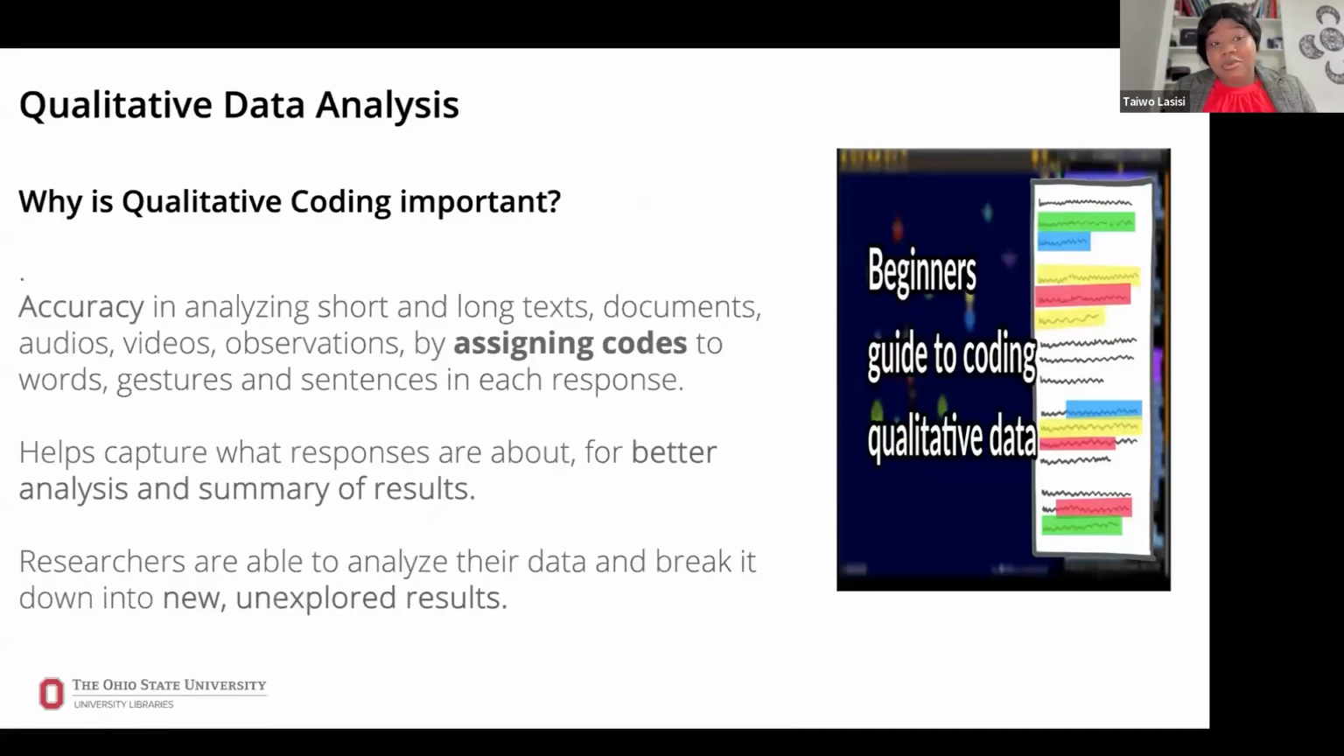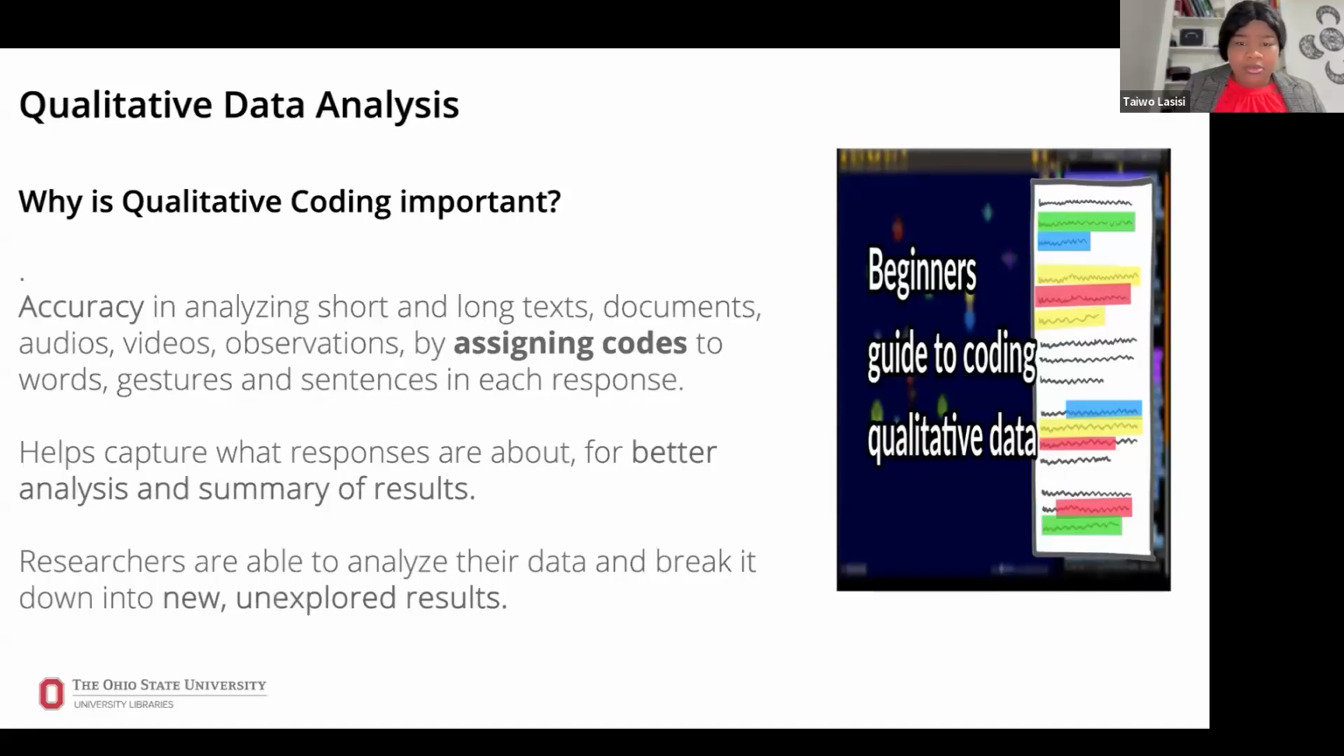This is probably one of the most important parts of qualitative research, because it has to do with the analysis of what you've collected. This is the major part, because after we've collected all our data, what is the data telling us? And that's where qualitative coding comes in.